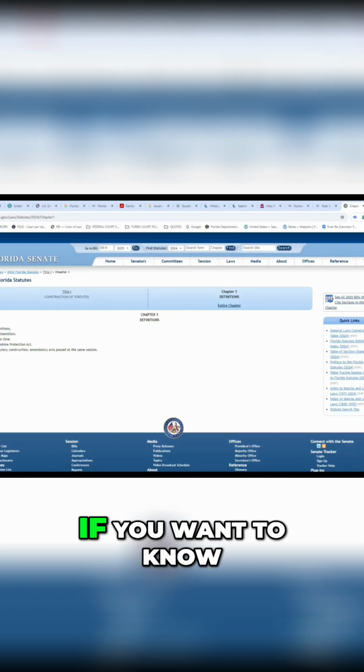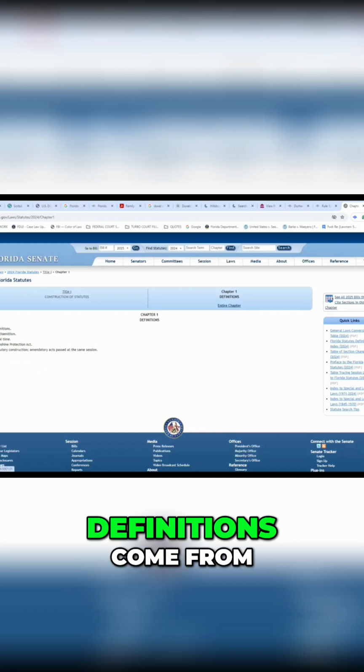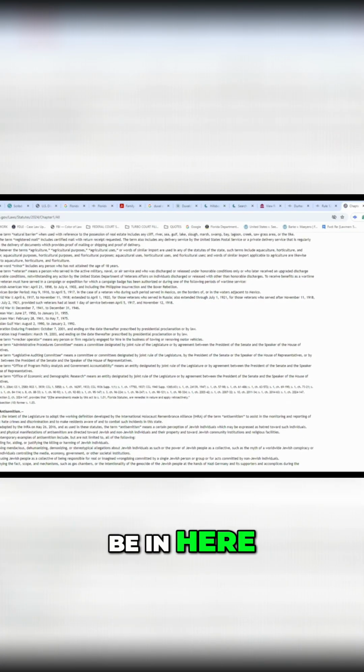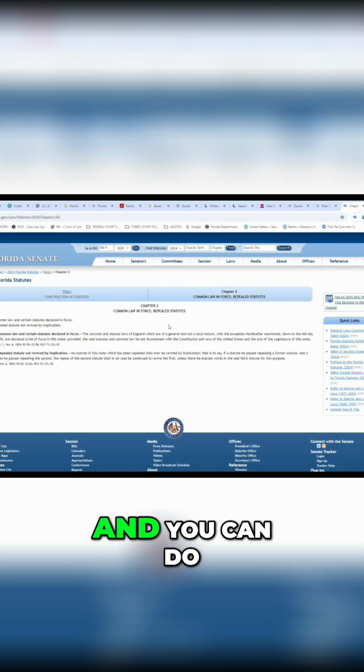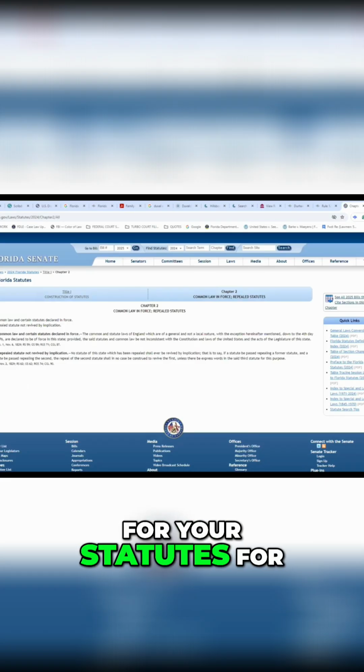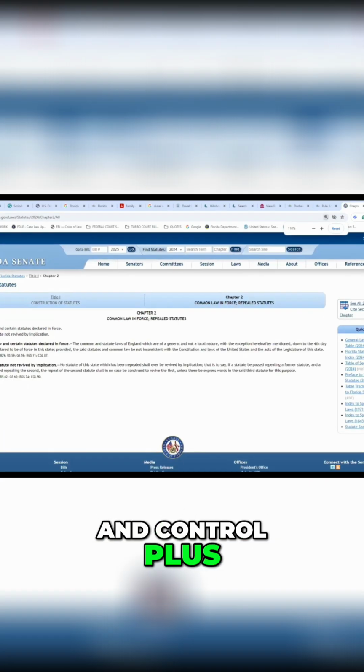Yesterday, I was talking to a gentleman about this and why it's important. If you want to know where definitions come from or what a word means, when you go into the statute or anything else, it's going to always be in here, no matter what it is. Sunshine Protection Act, statutory constructions, how it works, and what have you. Everybody see that? Right here, common law in effect. And you can do the same thing for your statutes for your state. And control plus, see that?